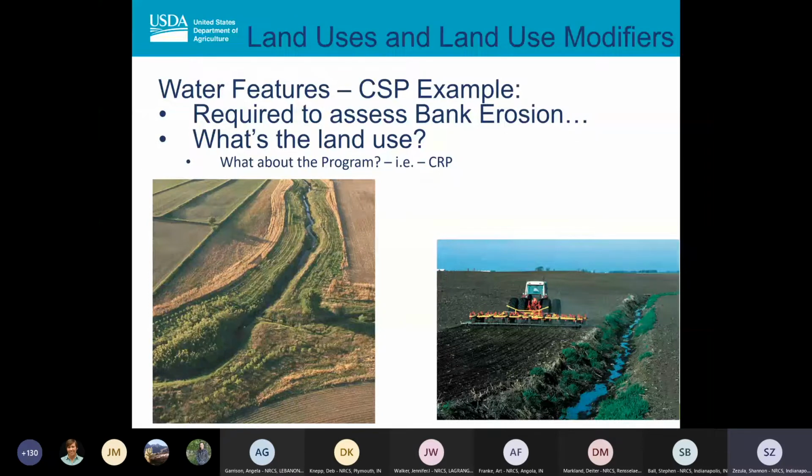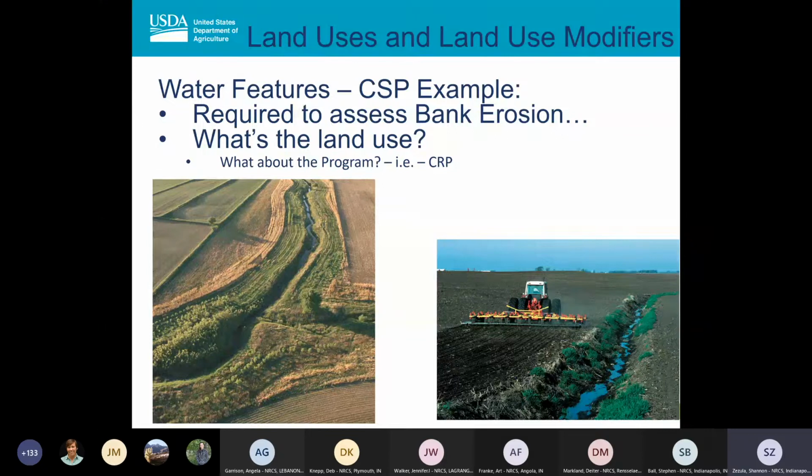So now let's take that again further into our CSP. Let's assume that in the bottom left photo, that buffer is under the Conservation Reserve Program. So since CRP is not eligible for CSP, that associated ag land is not eligible for CSP. Therefore, we do not need to assess bank erosion for that CSP application because our CSP conservation plan/contract ends at that cropland CRP associated ag land interface. Make sense? It's a rhetorical question.